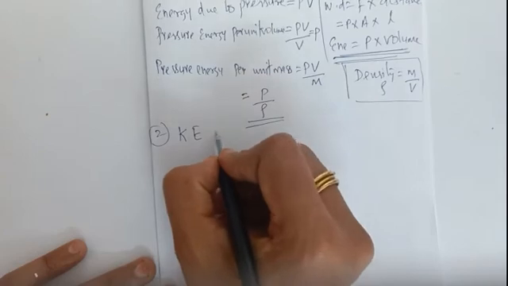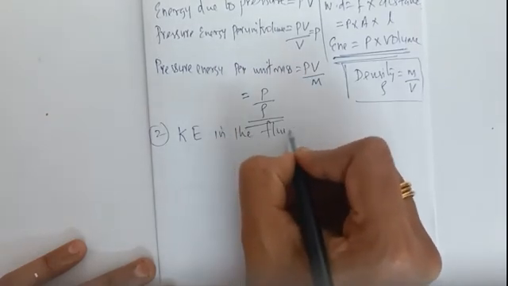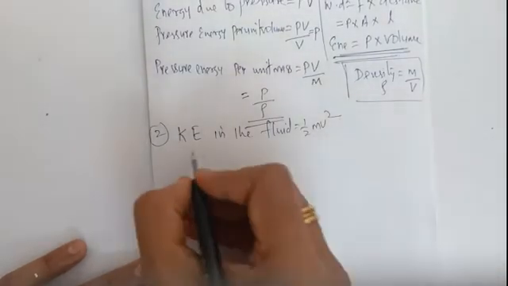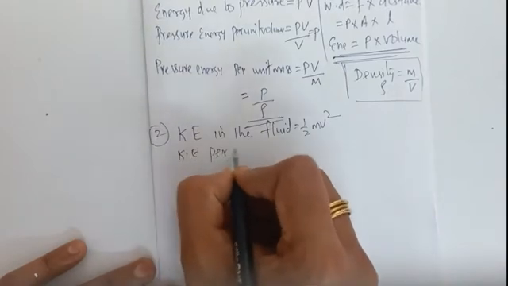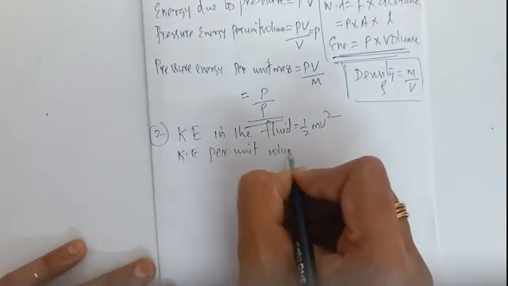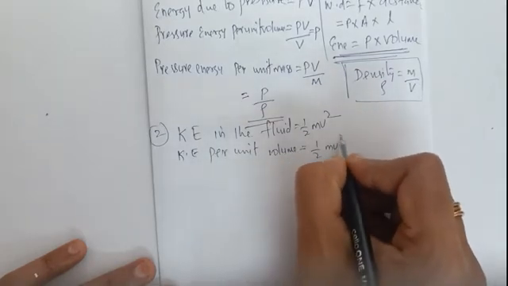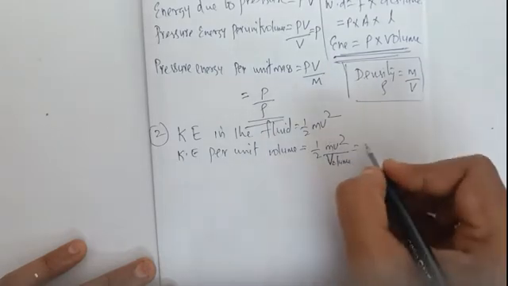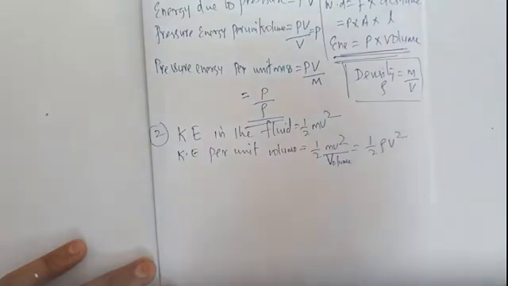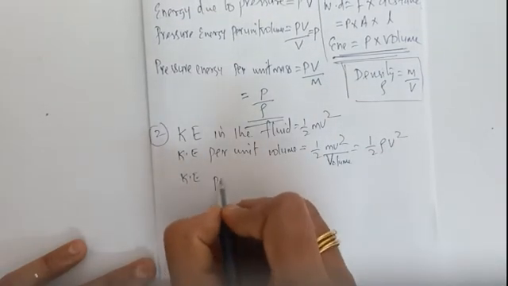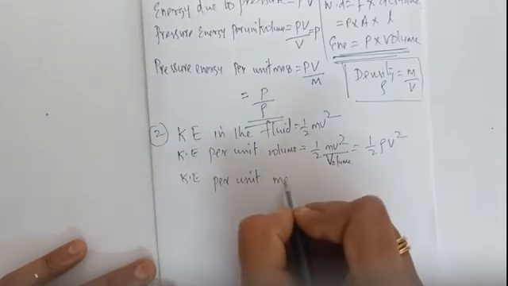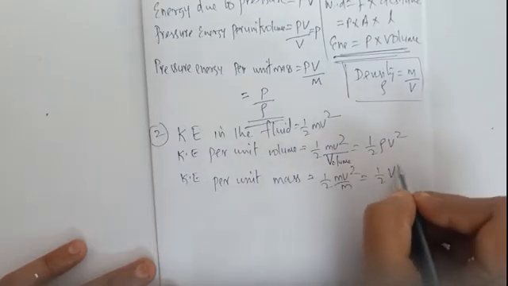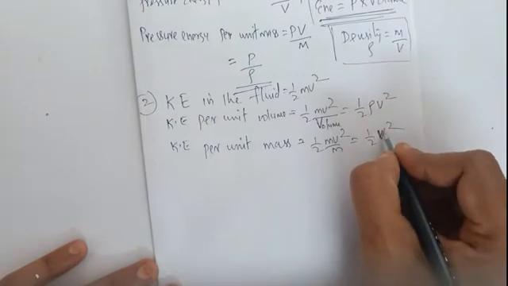Kinetic energy in the fluid is represented as half mv square. Now let us write kinetic energy per unit volume is equal to half mv square by volume V. We know again mass by volume is density, so we can write it as half rho v square. Again kinetic energy per unit mass, that is half mv square by m, or we get it as half v square. Okay, this is velocity.